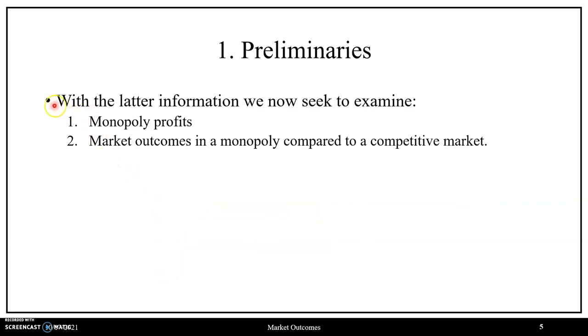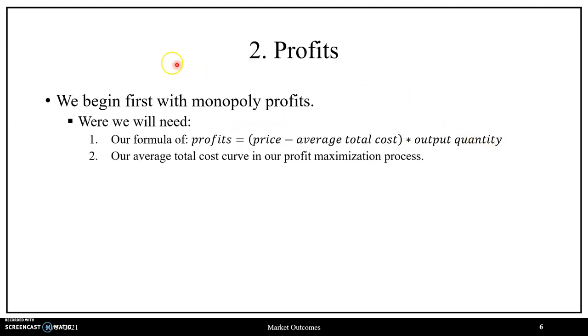Such that now with this information considered, we now seek to examine monopoly profits as well as market outcomes in a monopoly compared to that of a competitive market, where first we begin with monopoly profits, where we will need 2 things. The first is our formula for profits, where recall that we can calculate this as the difference between price and average total costs, all scaled by output quantity, where price minus average total cost will give us profits per unit. Scaling that by output gives us total profits.